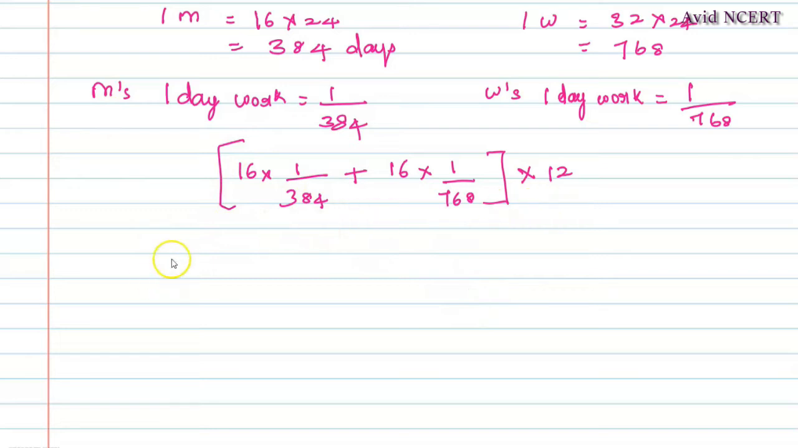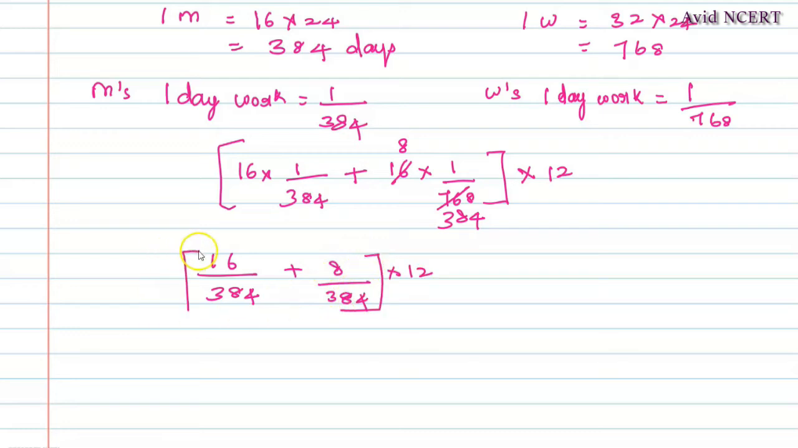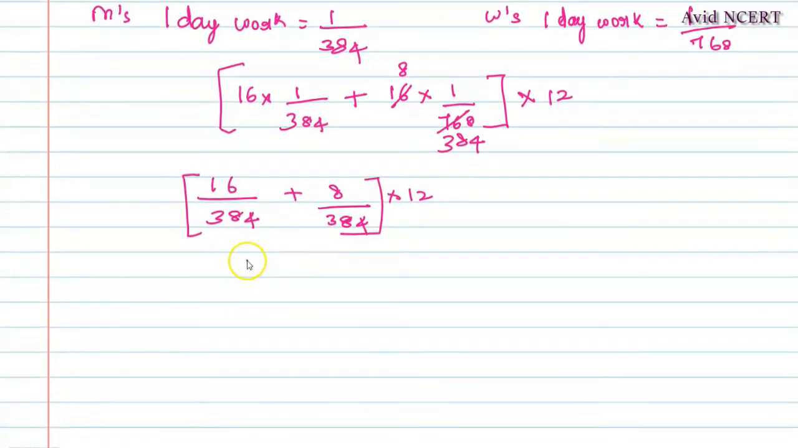We have to simplify this. So it is 16 by 384 and here it is 768. This can be simplified. 2 8 times is 16 and 2 4 times is 8. So simplifying this, 16 by 384 plus 8 by 384, whole into 12. So 16 plus 8 is 24 by 384 into 12.